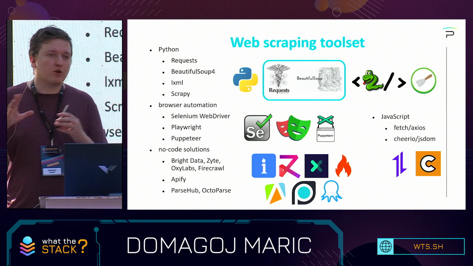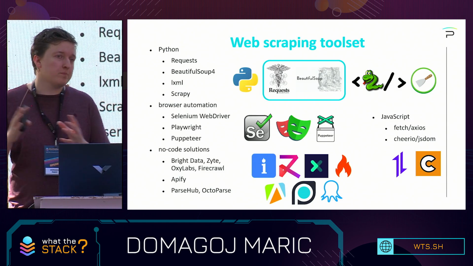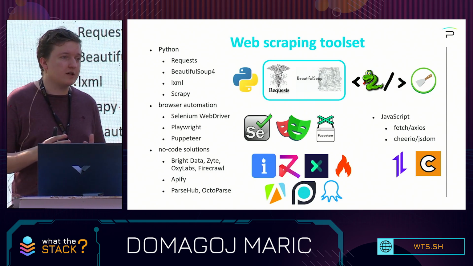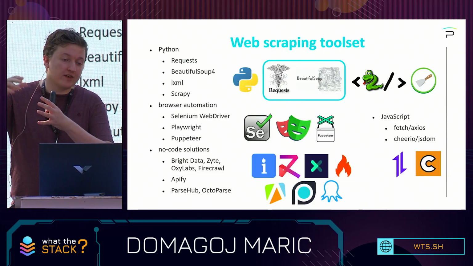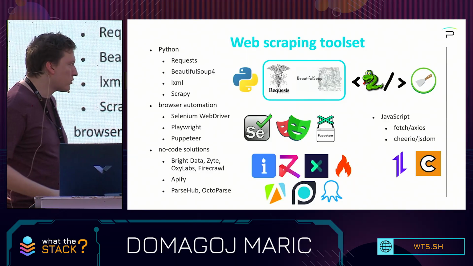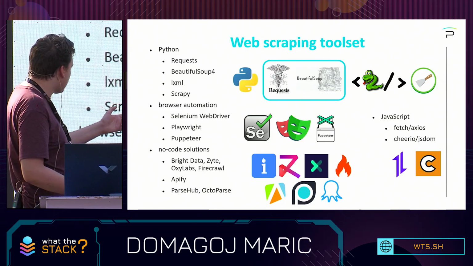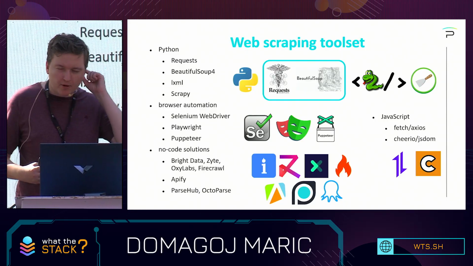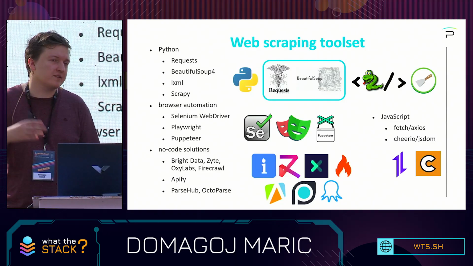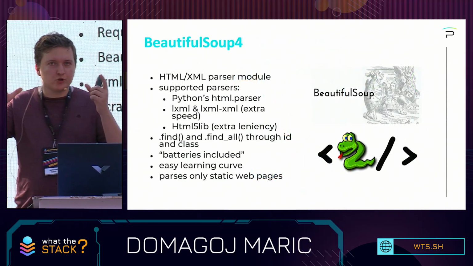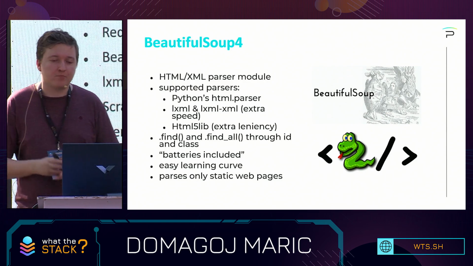If the content is dynamically loaded, then you can try using Selenium WebDriver or Playwright or Puppeteer, something like that, which can be used to automate all the actions which you can do as a human actor within the browser. And there are also various no-code solutions, be it APIs that serve some data. So Bright Data, Zeit, Oxylabs, and Firecrawl are probably the most popular examples. And ParseHub, Octoparse, there are different graphical user interface solutions where you just drag and drop and click. You do not have to have any programming knowledge.